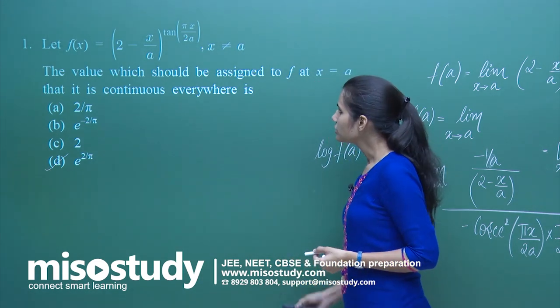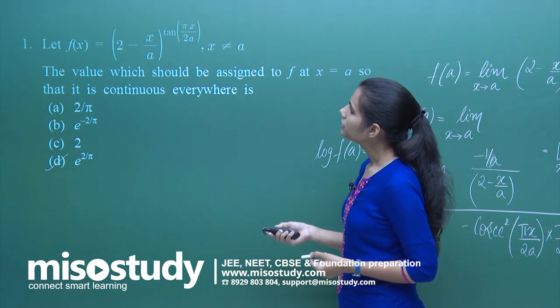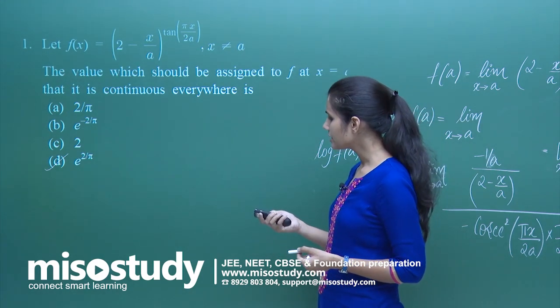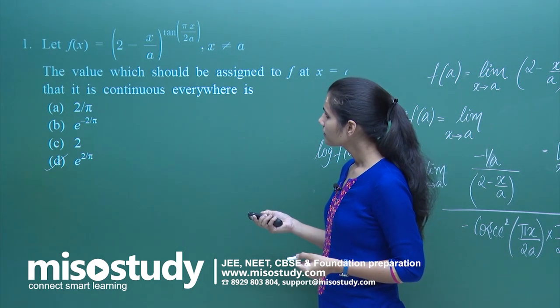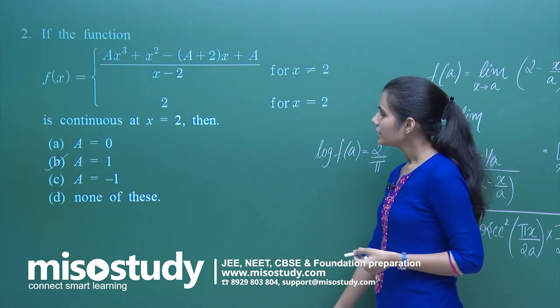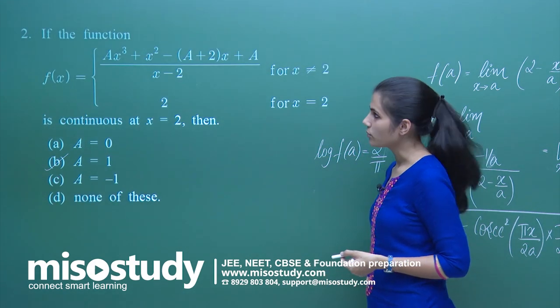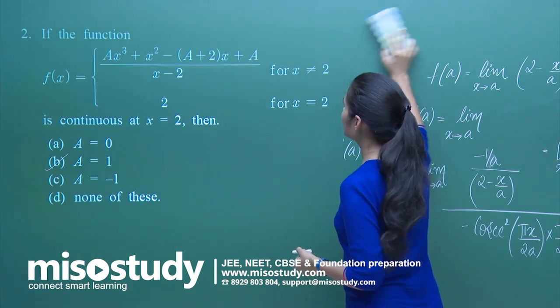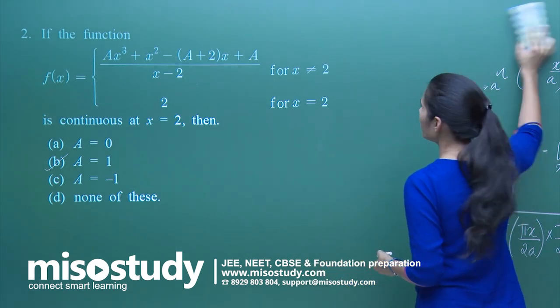Let's look at the next question. In the next question, what is it that we are going to have? Let's see. Okay. So, the next question says ax cube plus x square minus a plus 2x plus a whole upon x minus 2.